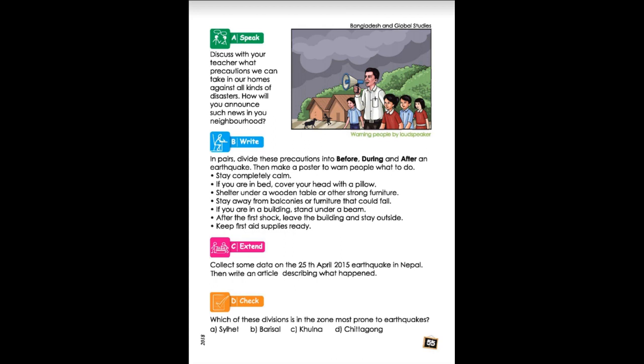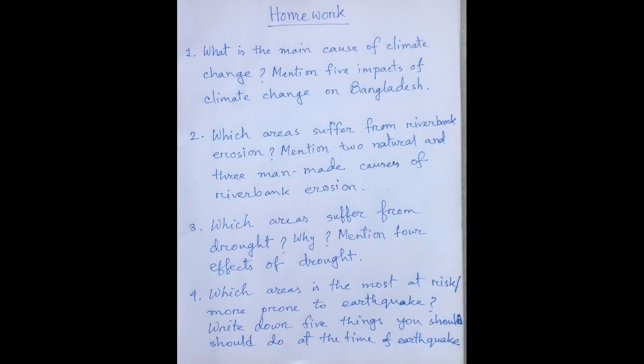An earthquake happened in Nepal on the 25th April 2015, which caused huge loss to the economy of Nepal and loss of life also. So we should be aware of earthquake precautions, and we can save ourselves by following the precautions.